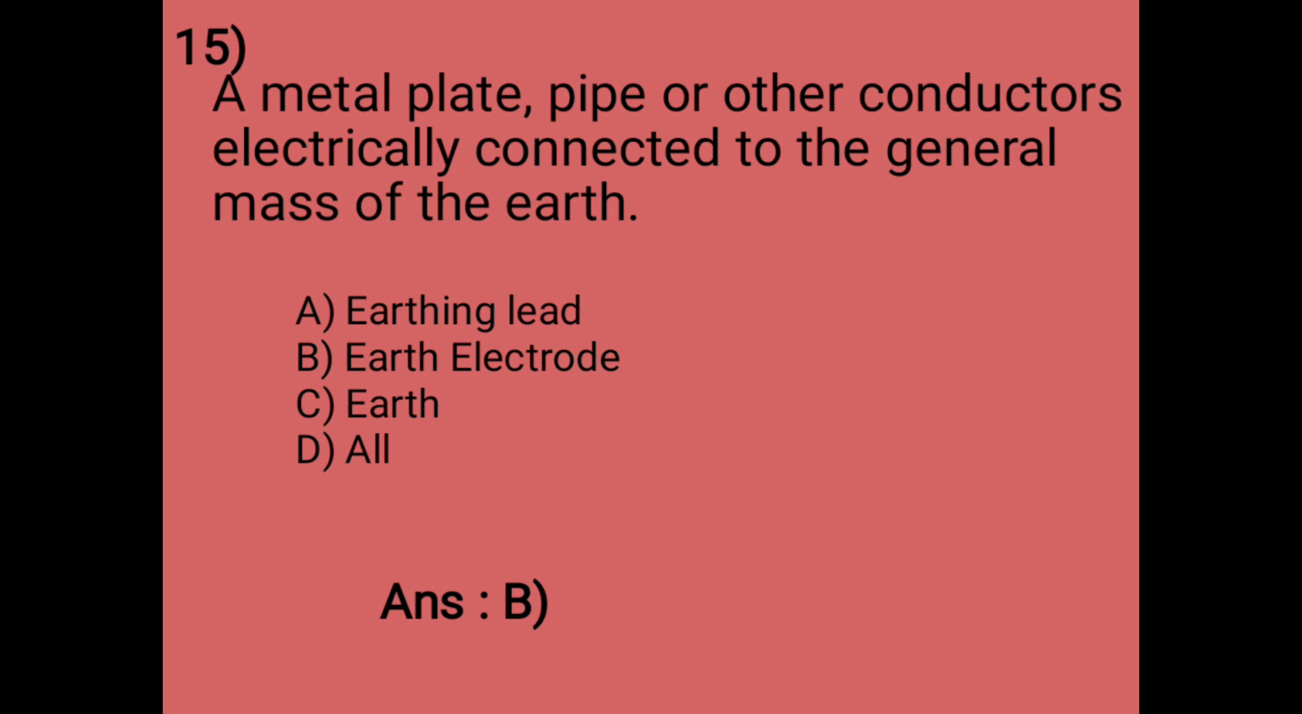Then last question is, a metal plate, pipe or other conductors electrically connected to the general mass of the earth. Options are A is earthing lead, B is earth electrode, C is earth, and D is all of above. So the correct answer is option B, means earth electrode. Earth electrode is a metal plate, pipe or other conductors electrically connected to the general mass of the earth. So these are very important questions.